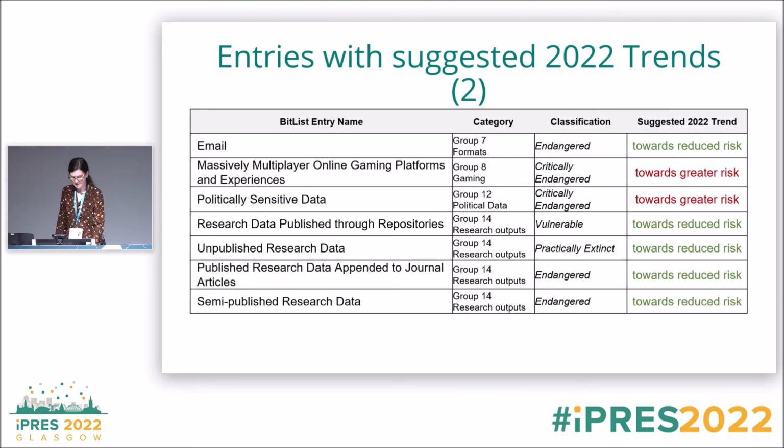Here's the second set, which includes those 2 here for MMOs and politically sensitive data, with consensus towards greater risk. But again, it's not always bad news. Risk classifications and trends can change over time, and as already evidenced by the presentations and awards during iPres, I can see people already doing a checklist of things to help with the robustness of the BitList. You can see email and different research output entries have had a reduced risk since then. So I'm actually doing okay on time, I think. I'm going to pause so you can have a quick look.